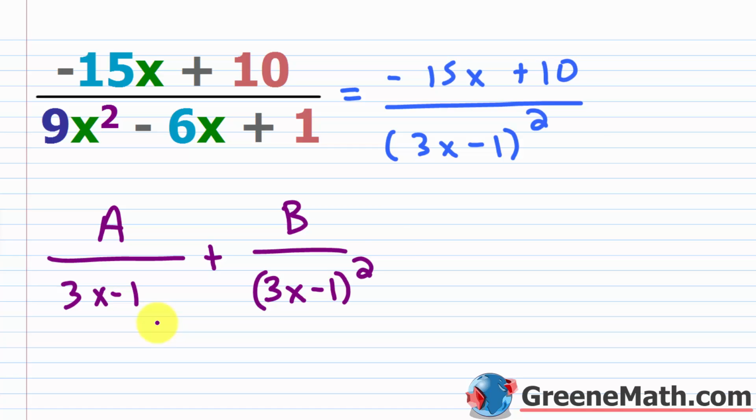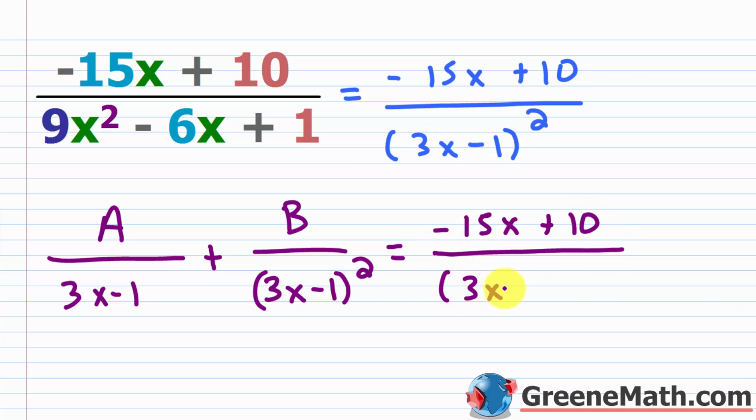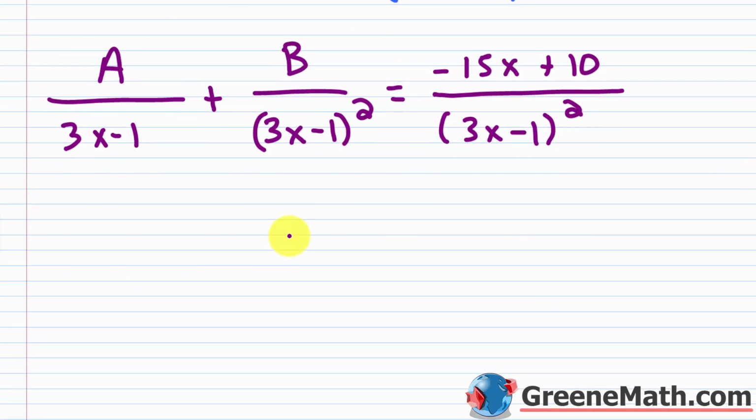Very important. All right, so I'm going to set this equal to negative 15x plus 10 over, and you can leave this in factored form, it doesn't really matter, 3x minus 1 quantity squared. Okay, so let's go through and multiply everything by the LCD. We should be able to do this mentally because it's pretty easy. If I multiply this right here by 3x minus 1 quantity squared, I'm just going to be left with the numerator, so negative 15x plus 10.